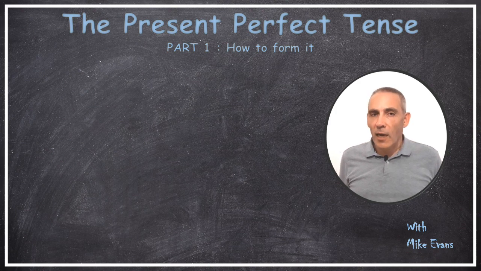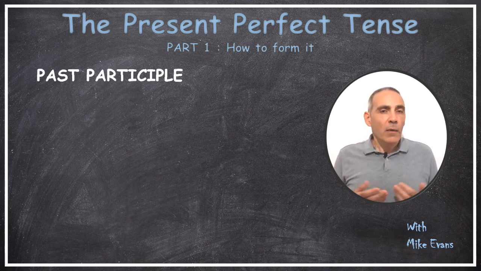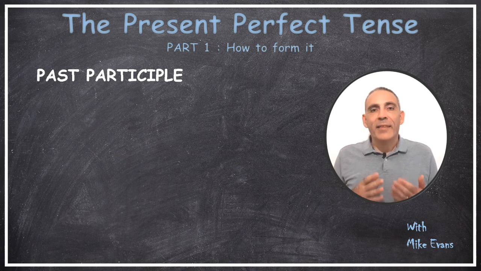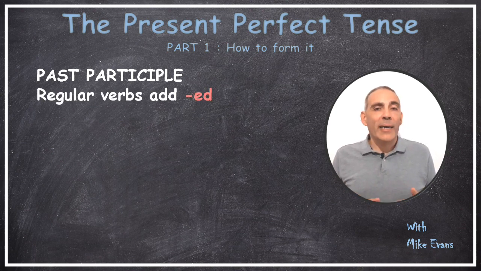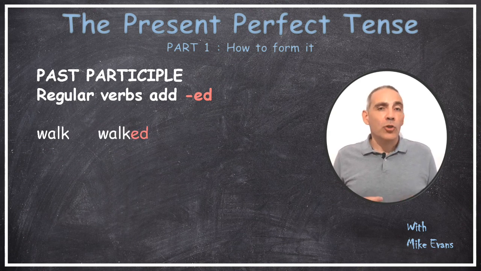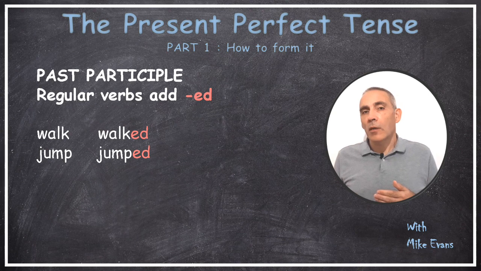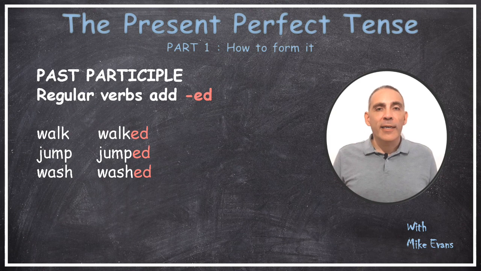The second step is to convert the main verb into something called a past participle. Most verbs are regular in that they follow a rule. The rule is to add the letters ed to the end of the basic verb. Some examples: walk, walked, jump, jumped, wash, washed, clean, cleaned.